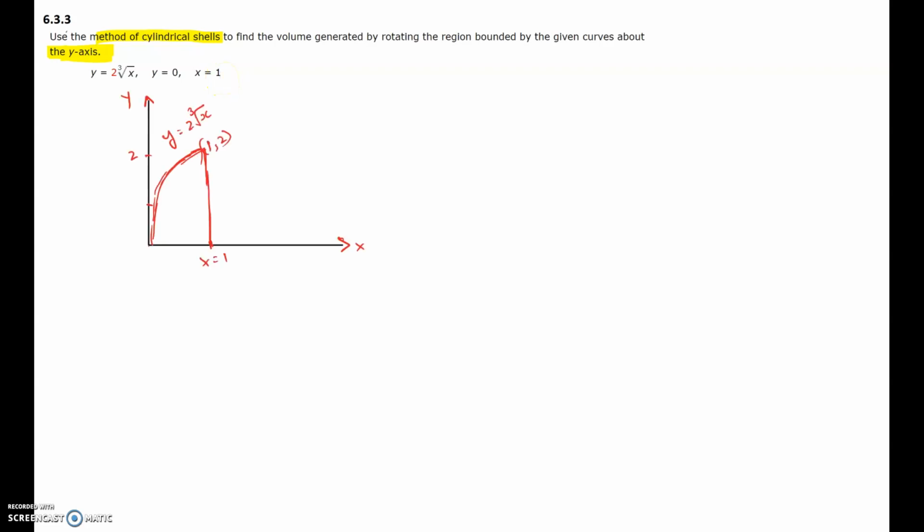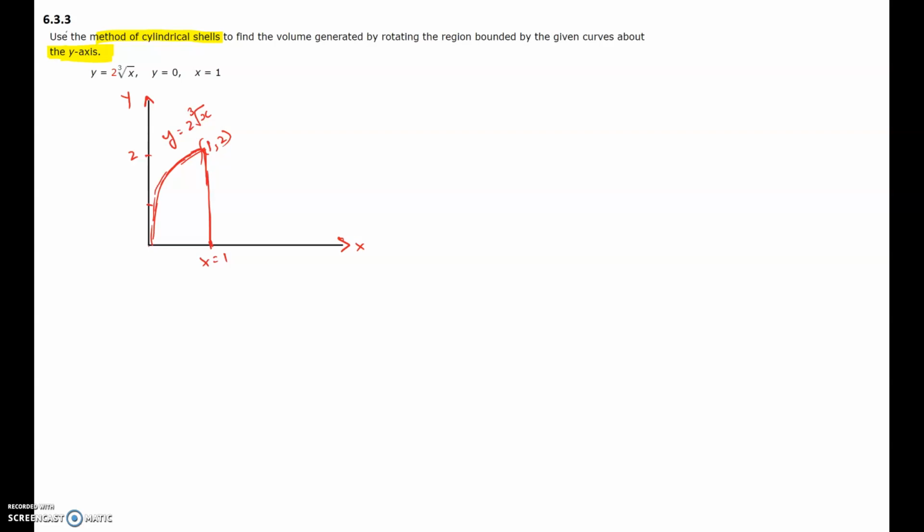First we have to sketch this graph. y = 2 times the cube root of x, y = 0, which is the x-axis, and x = 1, which is this vertical line. So you have to look at the graph of y = 2 times the cube root of x, bounded by the y-axis and x = 1. Even though we are not interested in the entire graph of the function, we are interested only in that portion of the graph between 0 and 1.